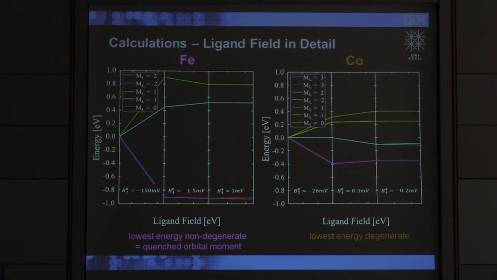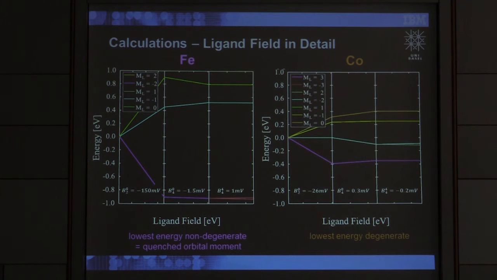So just to compare the two again, cobalt doesn't have any splitting, and iron does have splitting of the lowest states, which means this splitting is equivalent to quenching of the orbital moment, while here, because it still has degenerate states. Sorry, can you say that again? Why is it that the cobalt doesn't split?